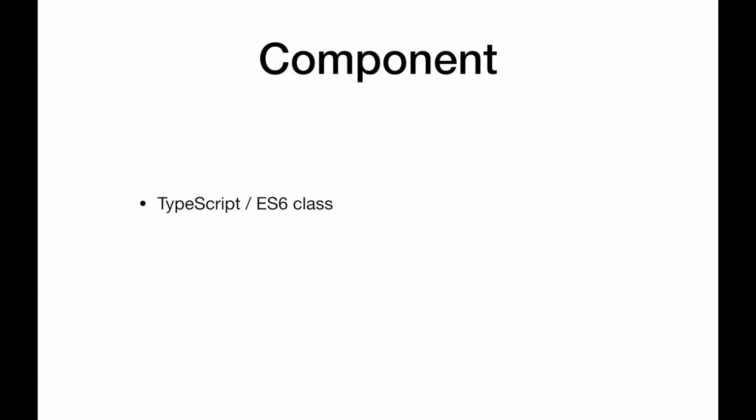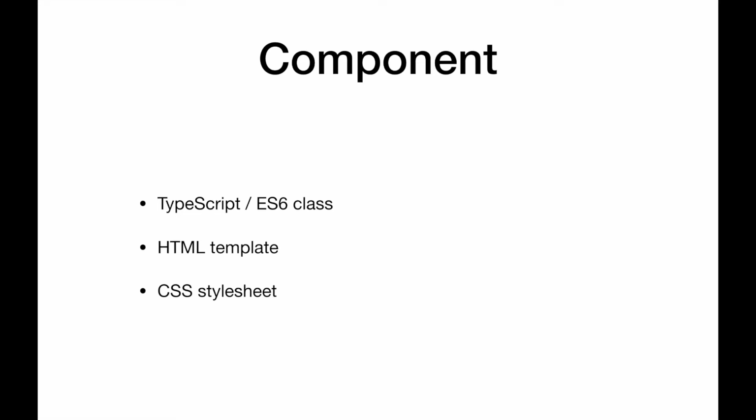A component generally consists of three aspects. Number one, a TypeScript or ES6 class with member variables representing the model data and methods representing the behavior of the component. Number two, an HTML template representing the user interface that can capture user inputs into the model data or present the model data to the user. And finally, number three, an optional style sheet to enhance the appearance of the user interface.